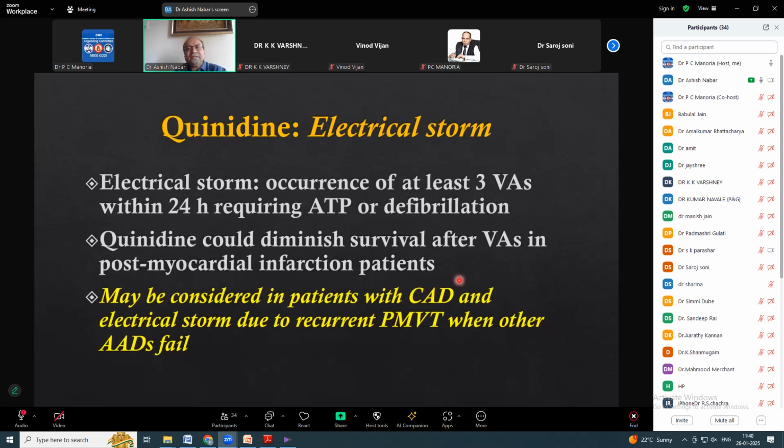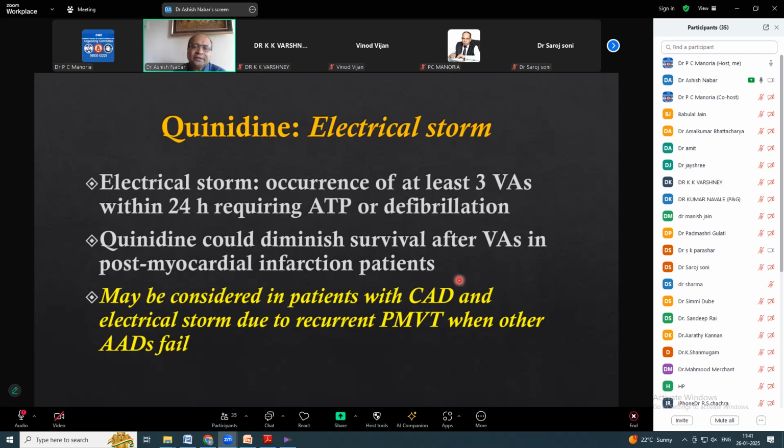Now, many times you have an electrical storm in patients who have cardiomyopathy or post-infarct LV systolic dysfunction. When 3 such episodes happen within 24 hours, it is an empirical definition of an electrical storm. Now, quinidine could diminish the survival after ventricular arrhythmia. So it is not the first drug to give on a regular basis, like you use amiodarone to suppress ventricular arrhythmias in patients with structural heart disease.